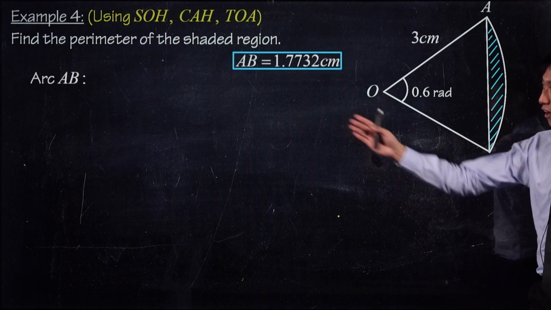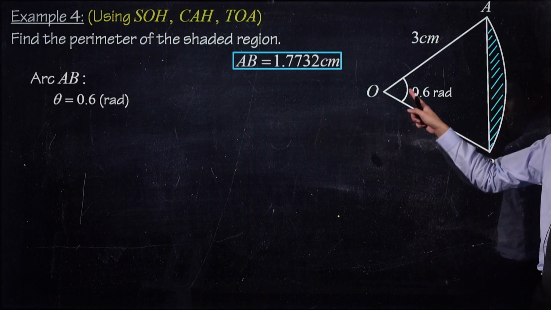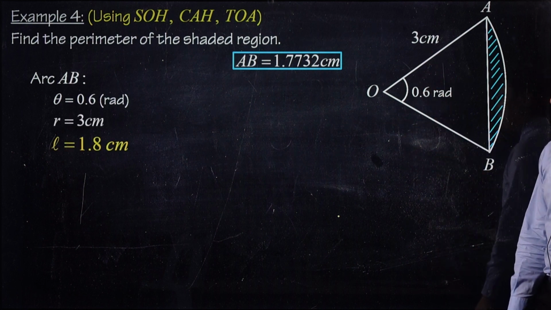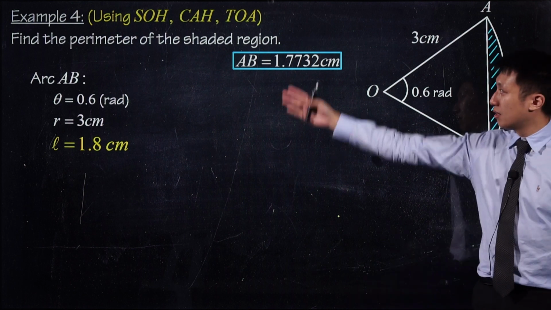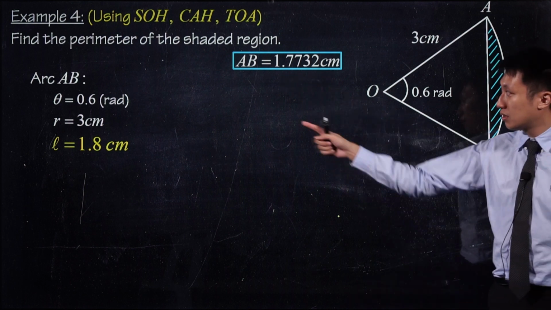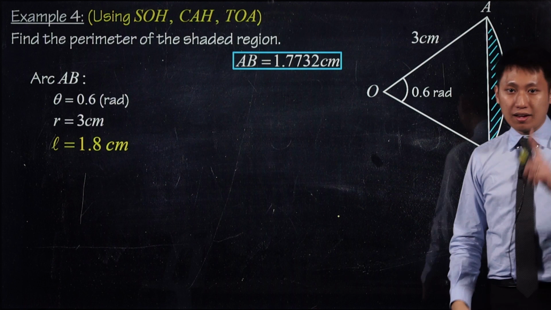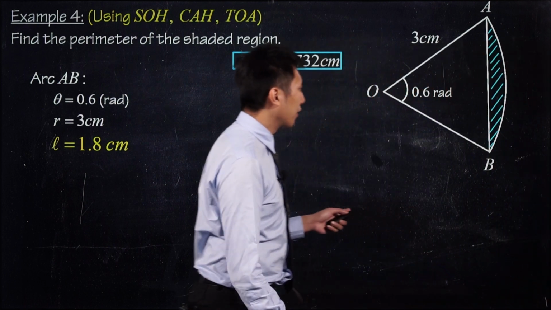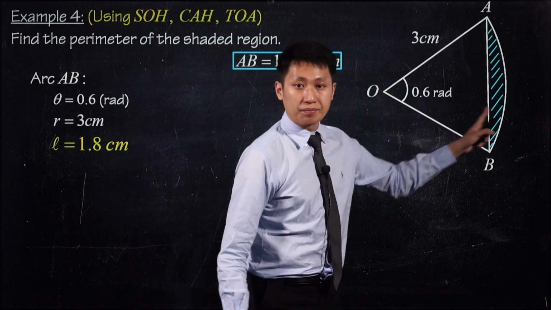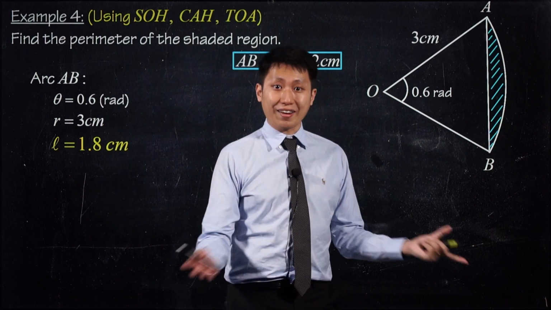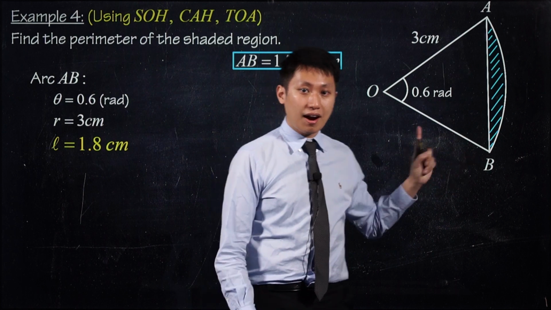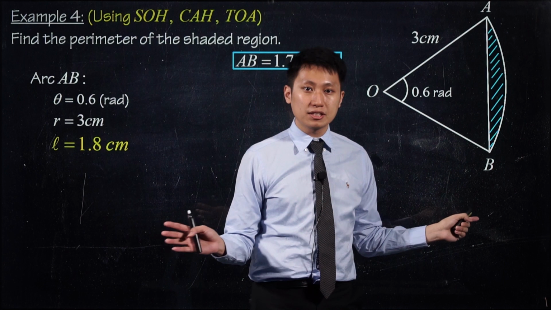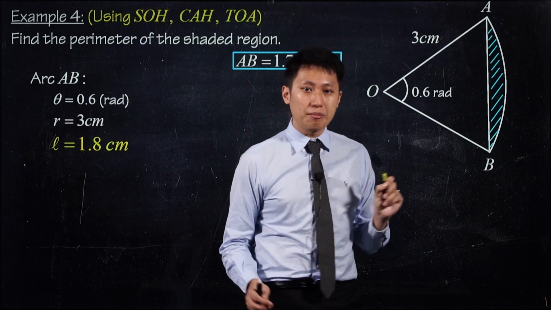Arc AB is theta 0.6, no problem. R is 3 cm, no problem. Multiply them, 1.8. Hence the perimeter of the shaded region is just the sum of these two. If you do this question, make sure you check common sense whether it's correct or not. Which one is longer? Arc is longer than the line, correct? Does it differ very much? No, it differs by a little bit only, right?